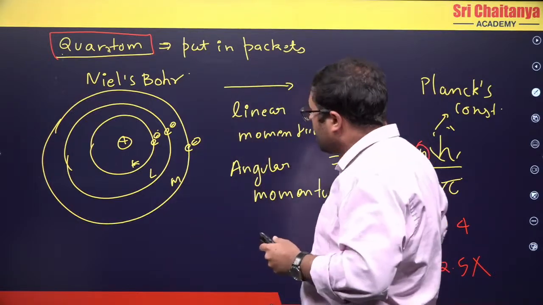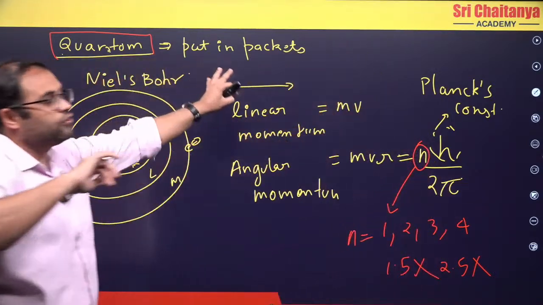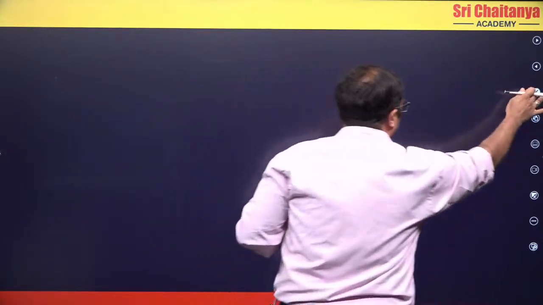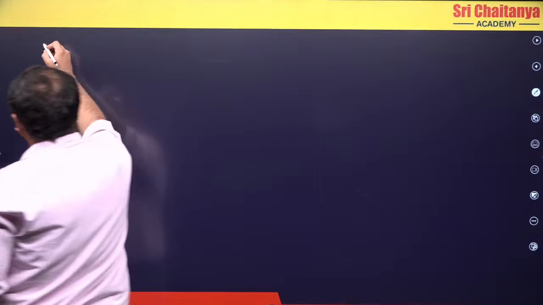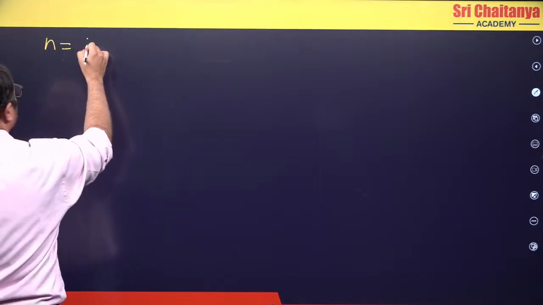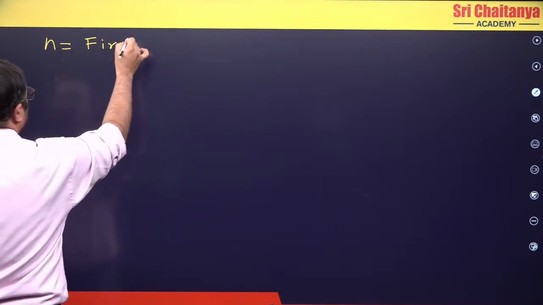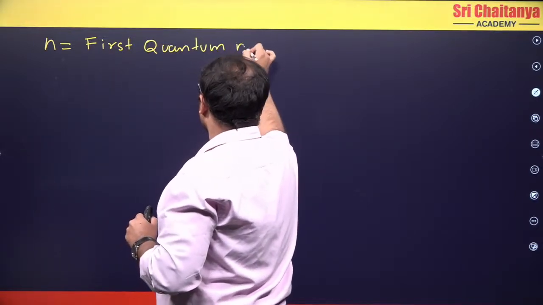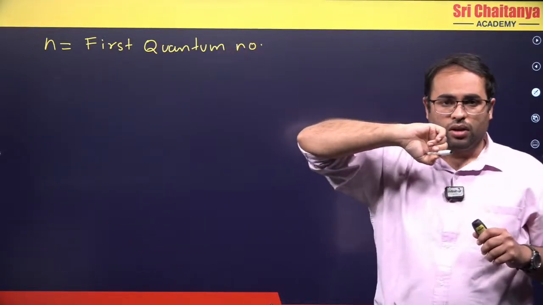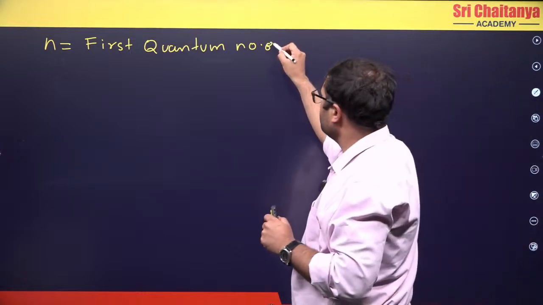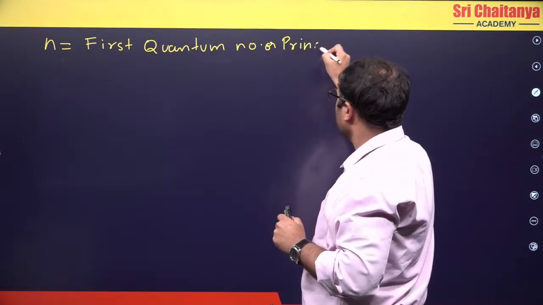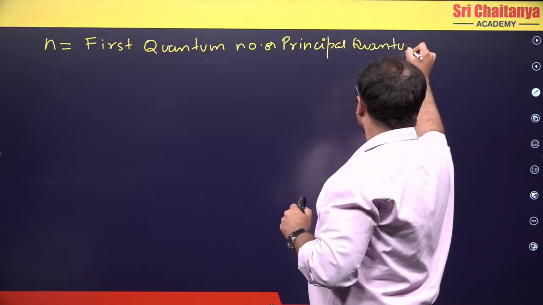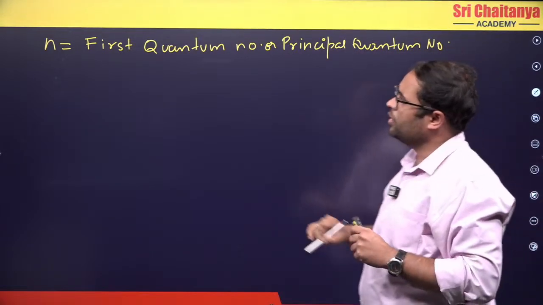And this n, which was first told by Niels Bohr, is the first quantum number. n is your first quantum number, which is also called the principal quantum number, right?